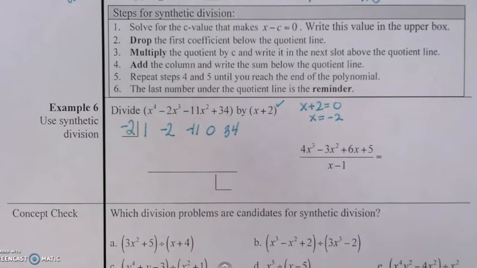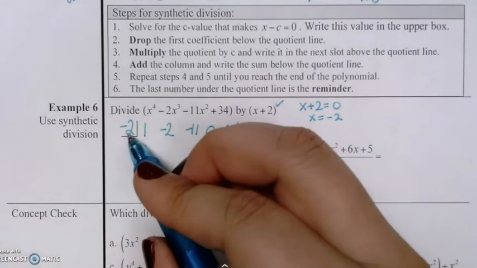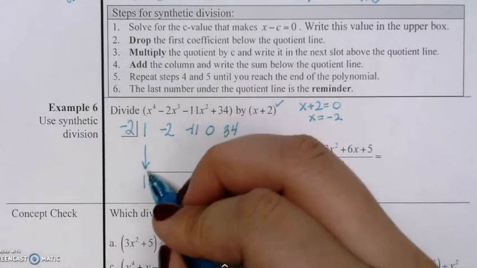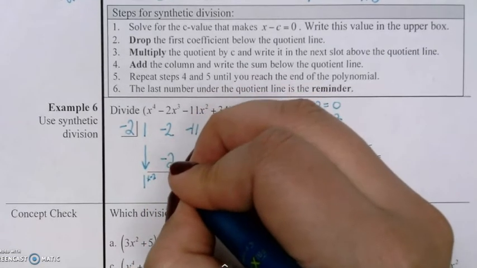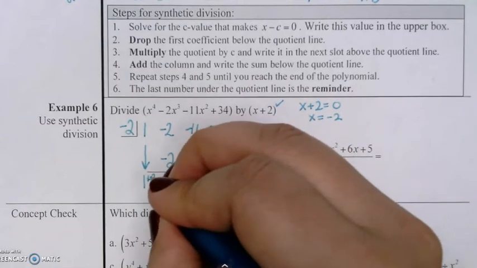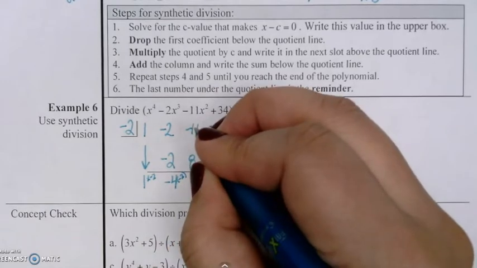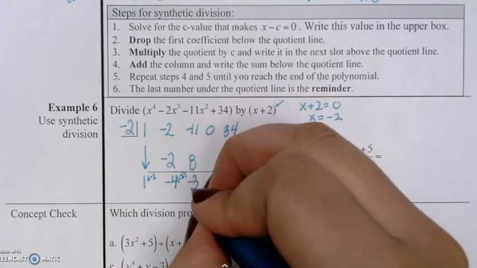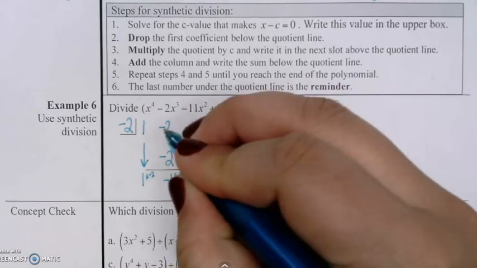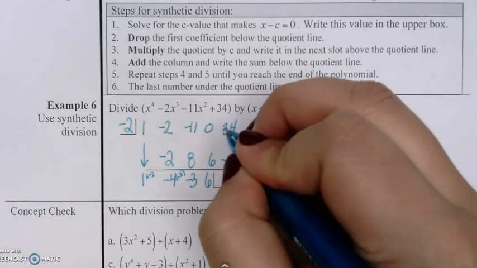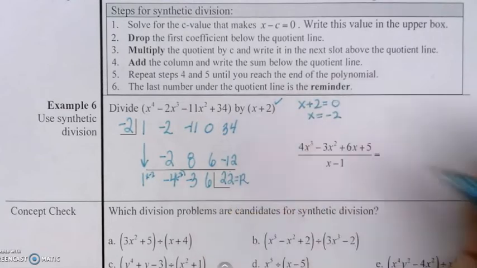And then we follow the pattern for synthetic division. The 1 comes down and stays itself, times our divisor, negative 2. 1 times negative 2 is negative 2. And then we add them to get negative 4, times negative 2 is 8. Negative 11 plus 8 is negative 3. Times negative 2 is 6. 0 plus 6 is 6. Times negative 2 is negative 12. 34 minus 12 is 22, and that is our remainder.